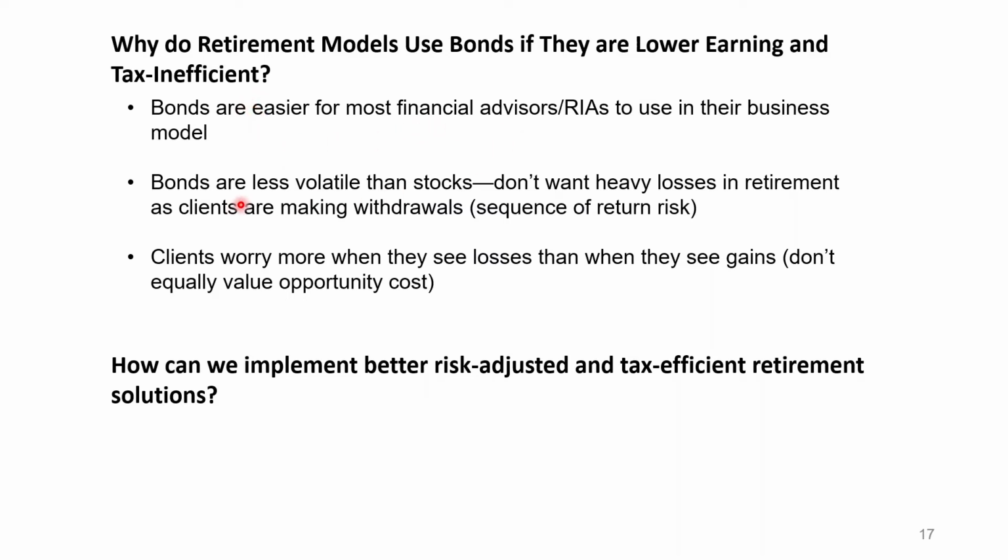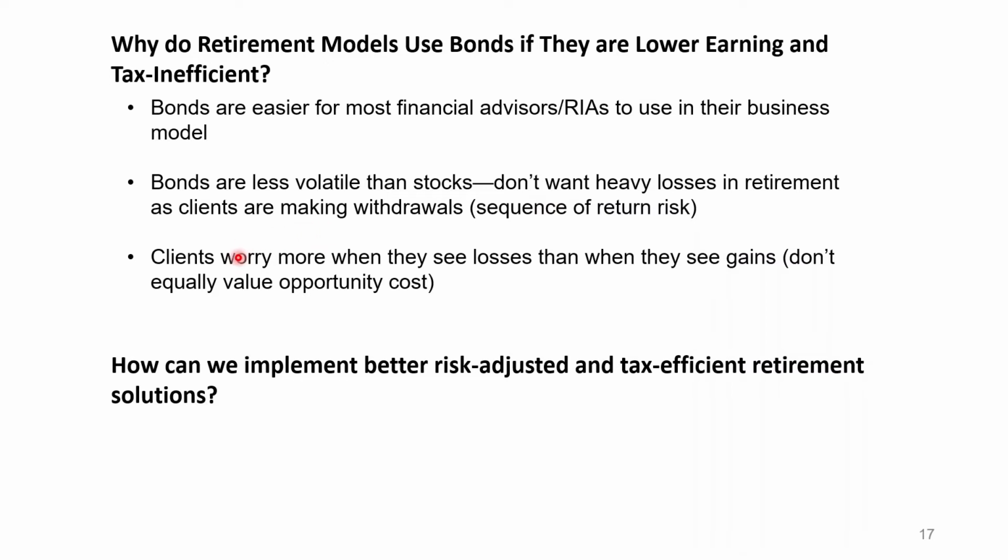And there are values to bonds, right? Bonds are less volatile than stocks, so including them helps reduce the volatility of your portfolio, especially as you're entering retirement and clients are making withdrawals. There's something called sequence of return risk: if you're taking losses while you're making withdrawals, your portfolio can really deplete. Using bonds can help prevent this or limit the sequence of return risk. So that's why financial advisors increase the allocation to bonds. One, it makes their job easy. And two, it helps reduce the sequence of return risk and the volatility.